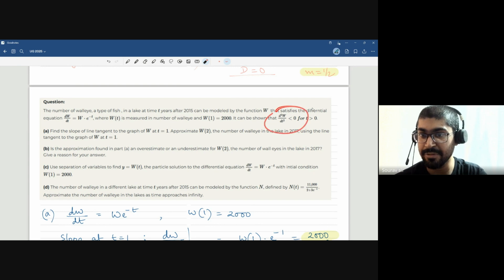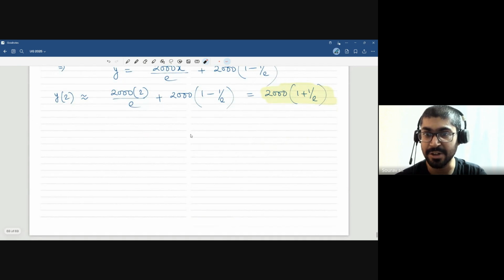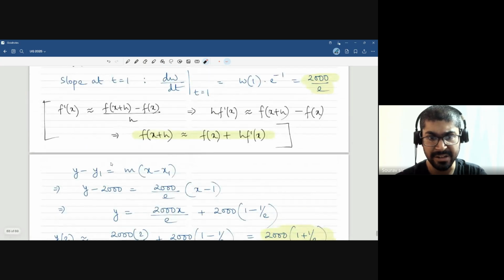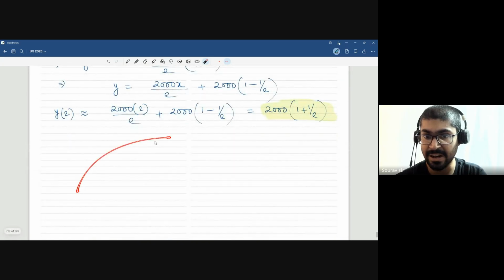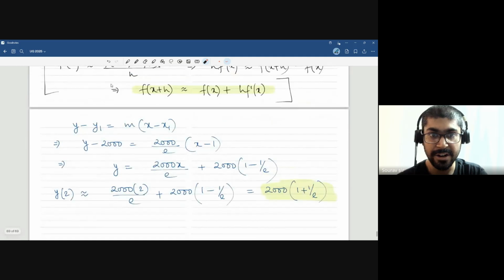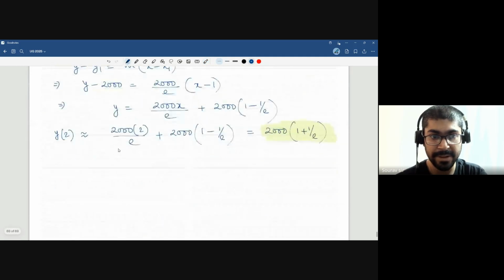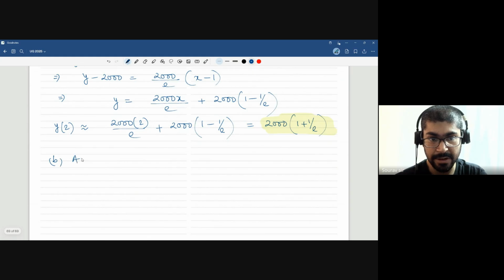Okay, so if a curve has second derivative less than 0, it means that it is concave down, right? So concave down means like this or like that. We don't know whether it, okay, so we actually know that this is e to the minus t, so it will be decreasing slowly. So this is the graph. Part B. I can write as d2W/dt2 less than 0.